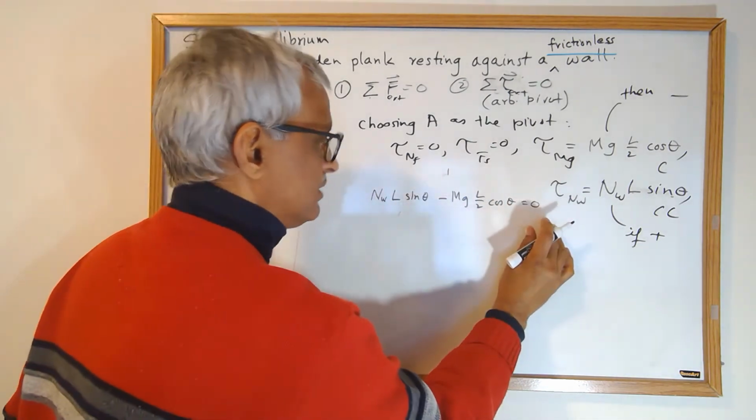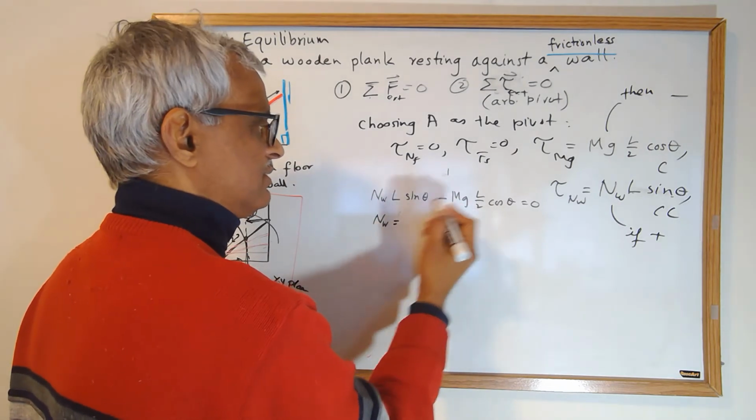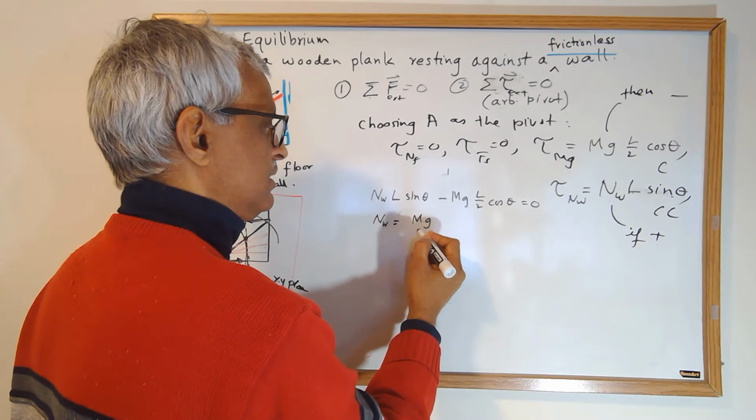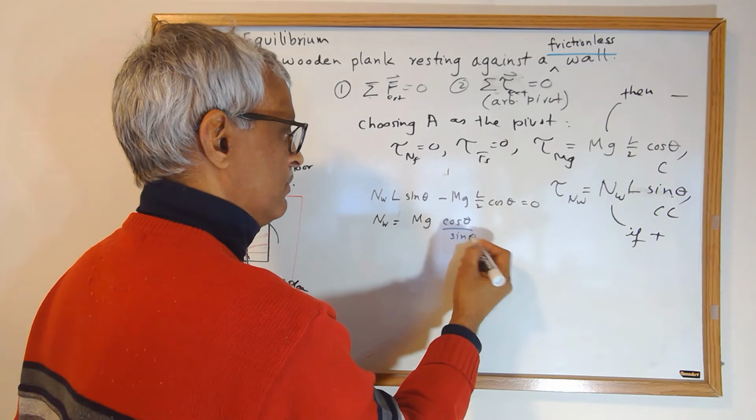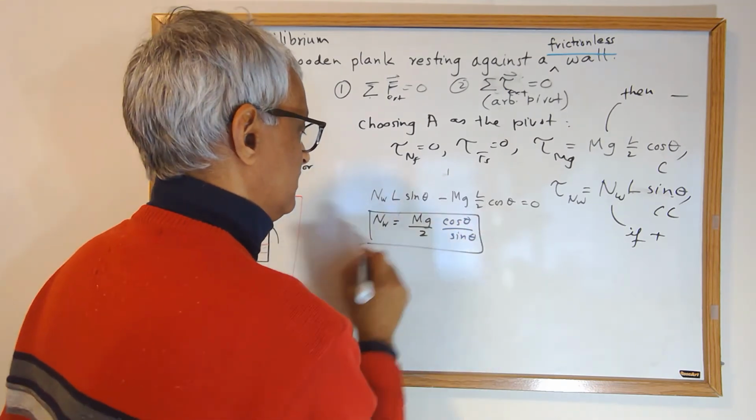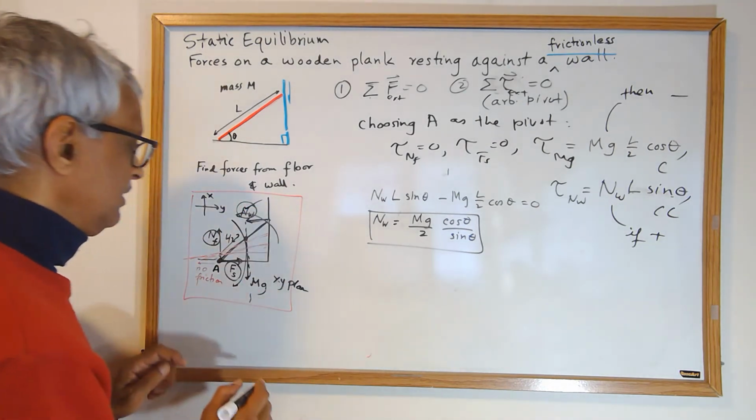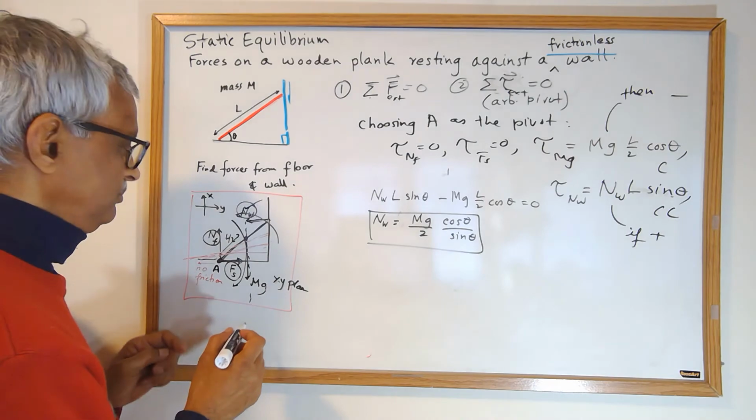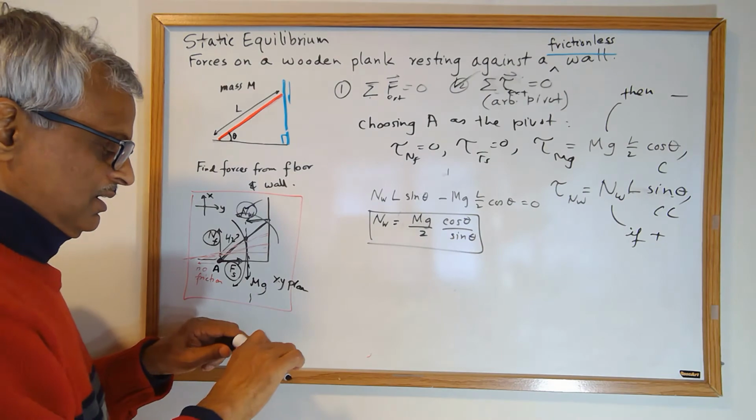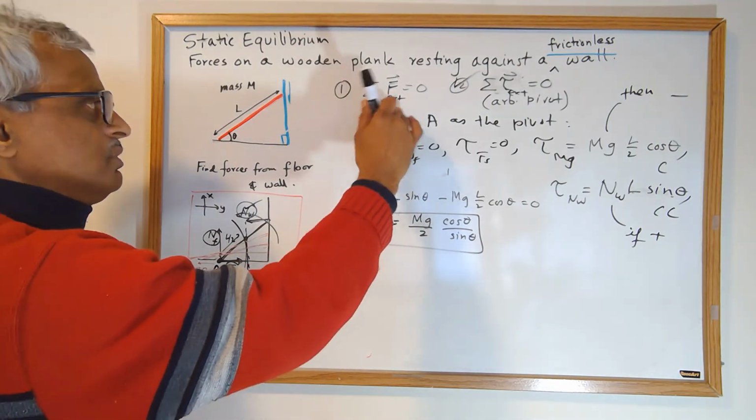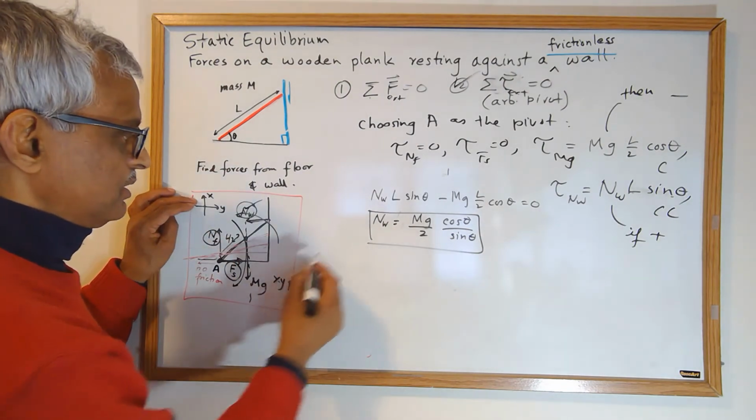Well, I can send this to the other side. So I get NW equal to, L cancels out, mg cosine theta over sine theta. So this is the NW. So we got this guy. So how do I get these other guys? Well, I'm done with this equation because in the xy plane you're only going to get one of them. Now one equation will be along the x-axis, one along the y-axis. So just look at the x component.